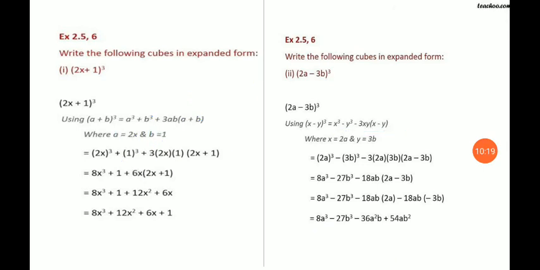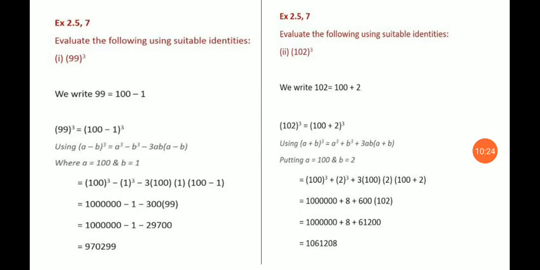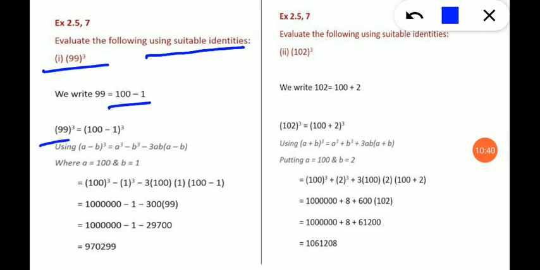Moving towards the next question, question number 7. It says evaluate the following using suitable identities. Now we have to apply the identities on 99 cube. So 99, as we know, we can write as 100 minus 1. So 99 cube is 100 minus 1 cube. And here we will apply the formula a minus b whole cube, where a is equal to 100 and b is equal to 1.